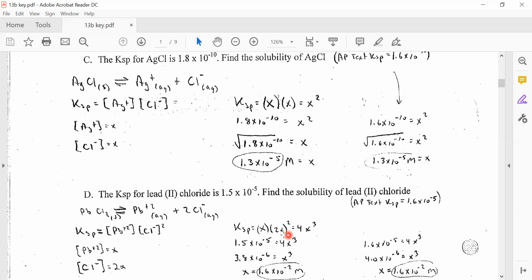So then I can punch in my Ksp value, which we are given as 1.5 times 10 to the negative 5th, and that equals 4x to the third, or x to the third equals 1.5 times 10 to the negative 5th over 4, which would be 3.8 times 10 to the negative 6. And then I take the cube root of that, and I get 1.6 times 10 to the negative 2nd molar. Notice this solubility is on the borderline of soluble or insoluble, and lead, especially when you heat it up, has some solubility there. At warmer temperatures it would be more.